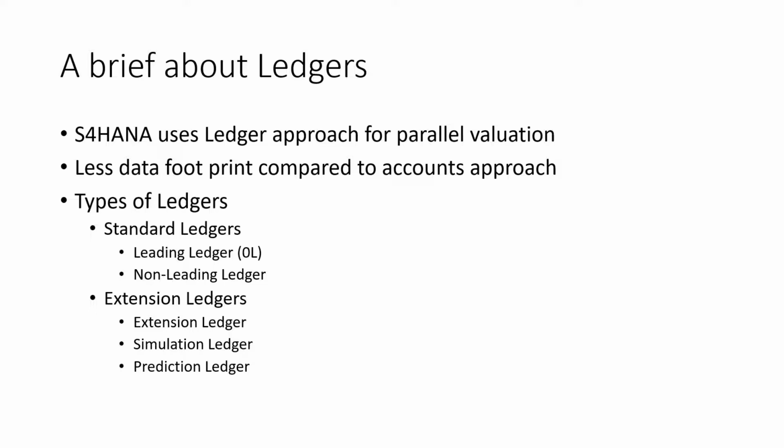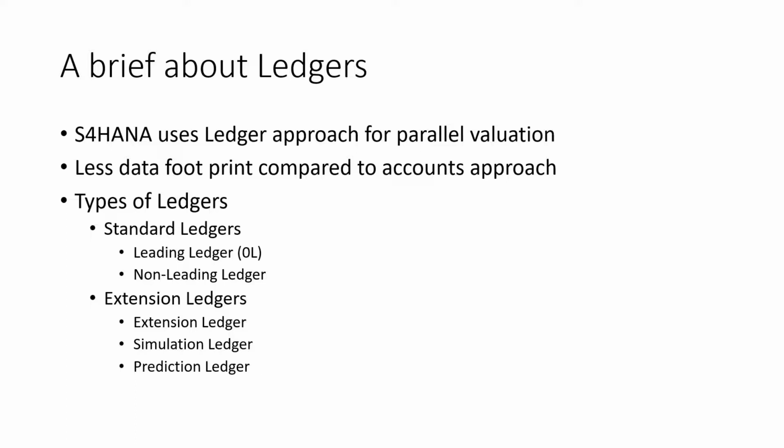Assume a scenario wherein the business wants to report the transactions in various accounting principles, maybe for a legal requirement or for internal requirement purposes. In such cases, we need to store each and every transaction in different versions for each accounting principle so that it can be easier for reporting purposes. This parallel valuation, whatever we call it, can be achieved in two ways, either by accounts approach or by ledger approach.